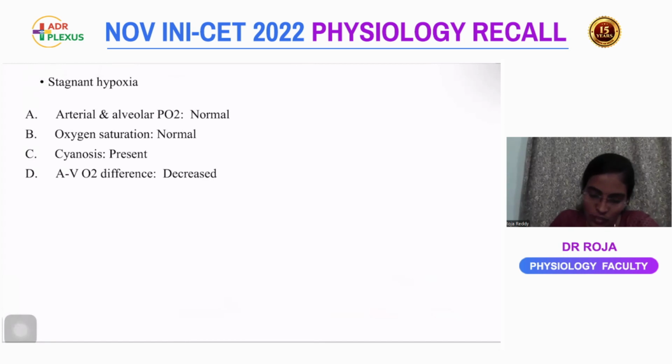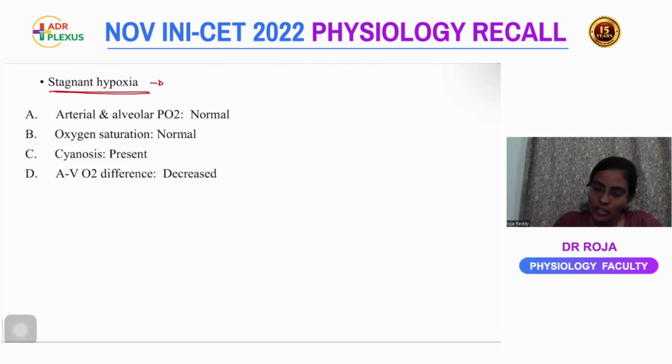Now, what are the options which are given? The option could be either a true or a false one. I don't know the exact question; even these options I have framed. This was a question regarding stagnant hypoxia. These could be the probable options, and we will see which one is correct and which one is incorrect.